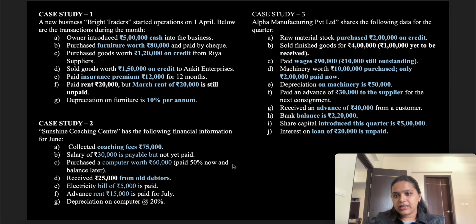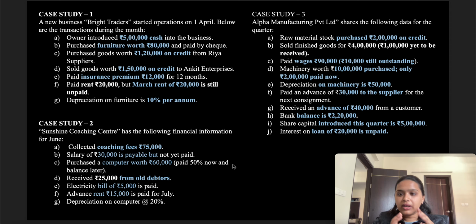Next case study is Alpha Manufacturing Private Limited, which shares the following data for the quarter. So first is raw material stock purchase, 2 lakh on credit. So raw material purchases are inventory, and they have purchased the inventory on credit. It is a sundry creditor.